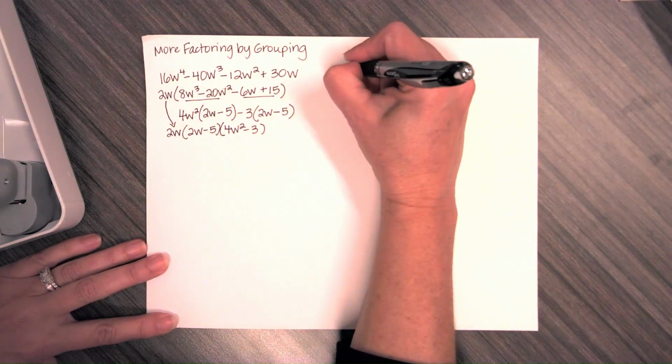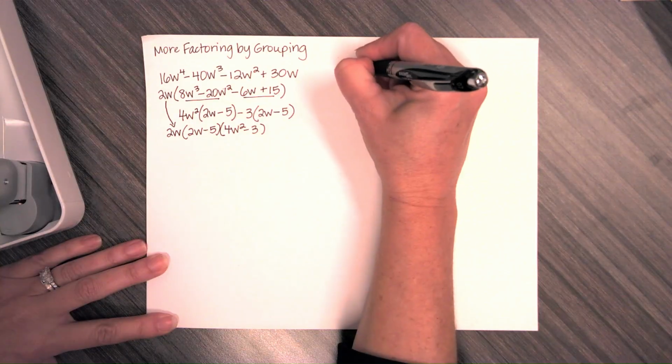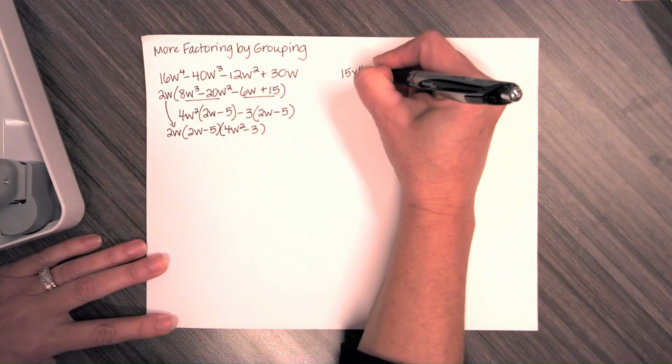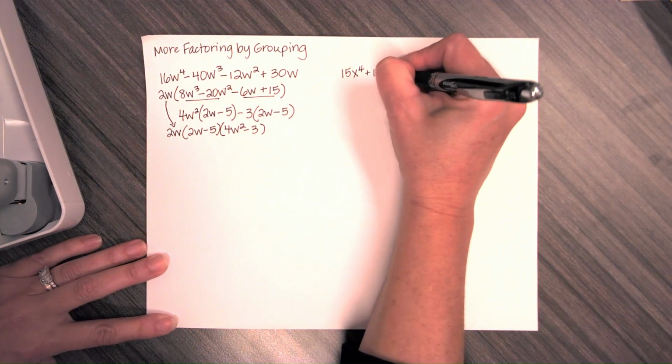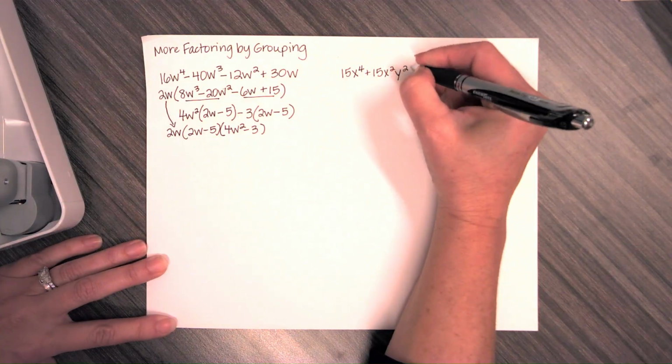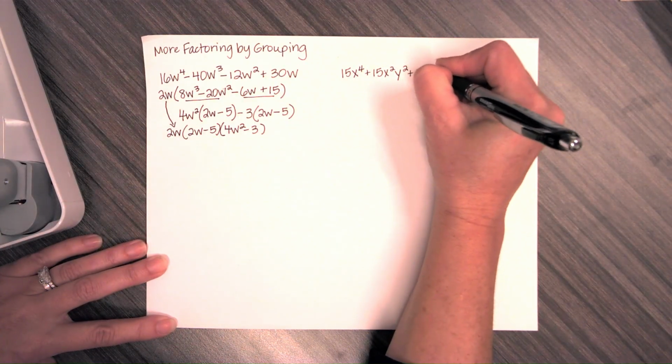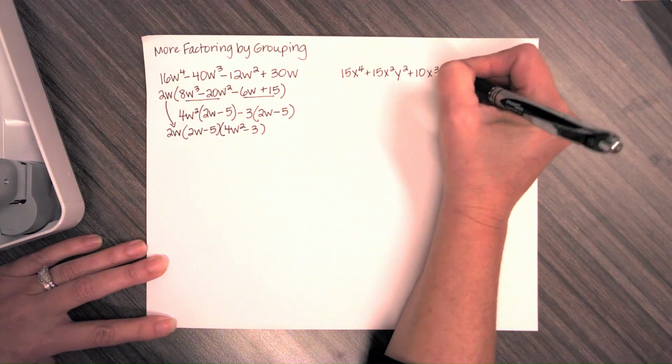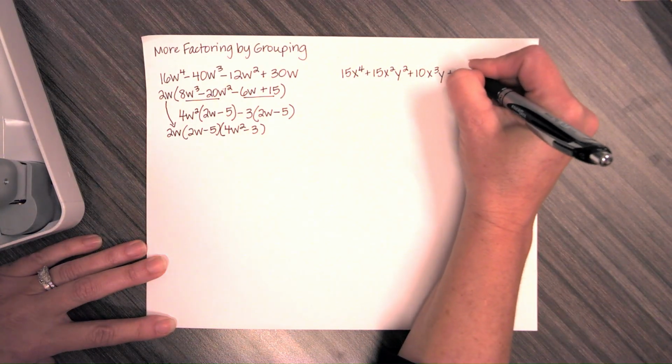Alright, let's try another one. 15x to the fourth plus 15x squared y squared plus 10x cubed y plus 10xy cubed.